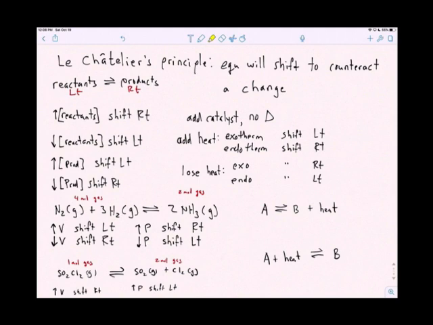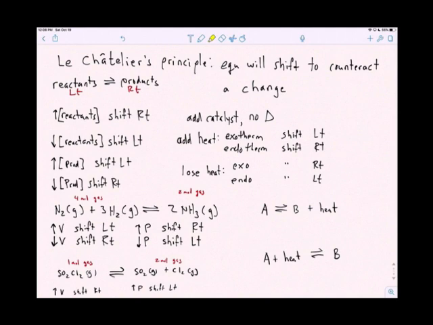If the concentration of reactants goes down, that means more products will react to form more reactants and we will shift left. Same idea for the products. If the concentration of products increases, we will shift left to get rid of those products.